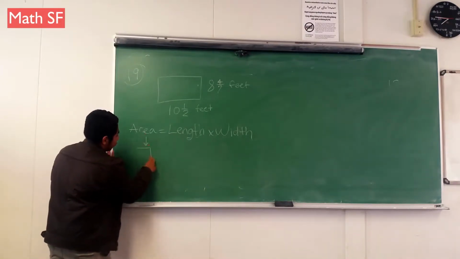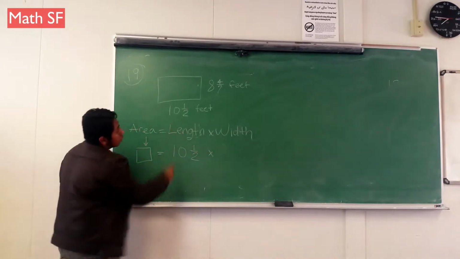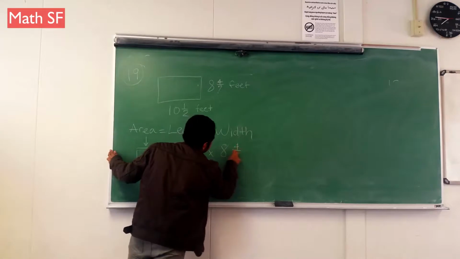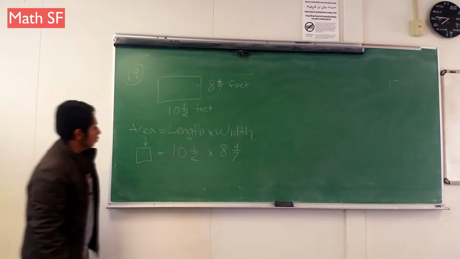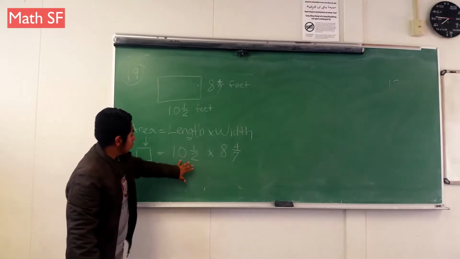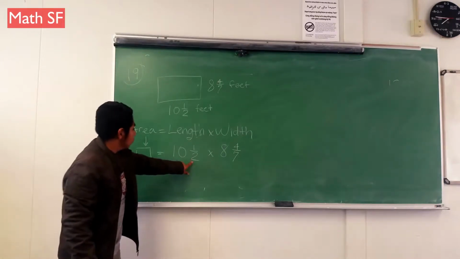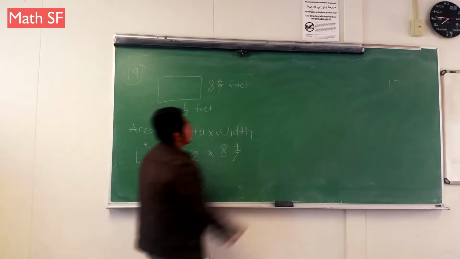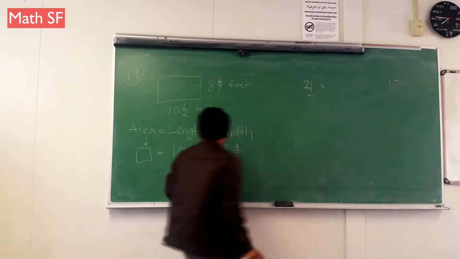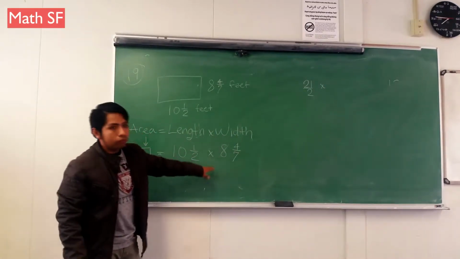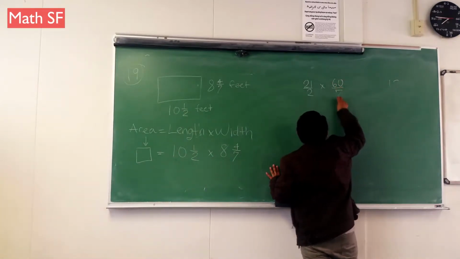The area, which we don't know in this case, is a box. The length should be 10.5 times the width, which is 8 4/7. We're missing the product, therefore we just multiply the multipliers. So 10.5, this must be a fraction. Since this is not a fraction, let's convert each of them into a fraction. 2 times 10 is 20, plus 1 is 21. So that will be 21 over 2, times 7 times 8 is 56, plus 4 is 60. So that will be 60 over 7.